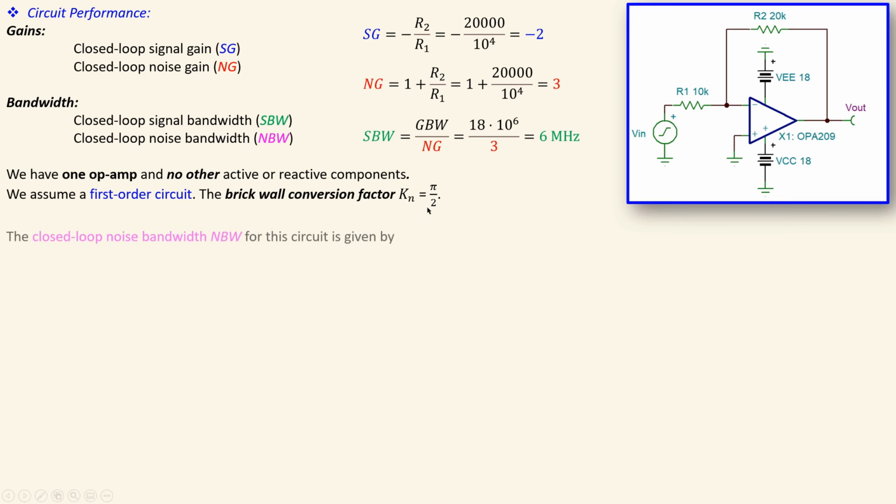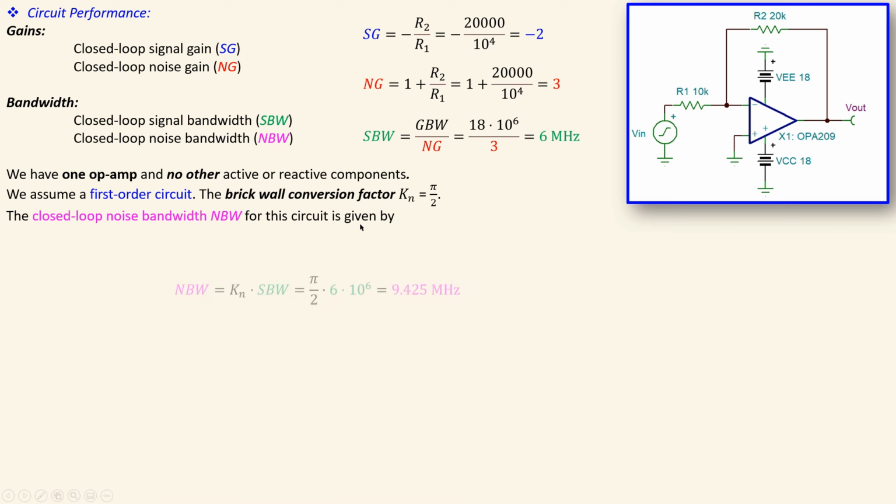Okay, that means the following. Considering this circuit as a first order system and having a brick wall conversion factor, the closed loop noise bandwidth for the circuit will be given by this expression. I just multiply the signal bandwidth by this conversion factor and I will have the noise bandwidth. So it will be pi over 2 times the 6 megahertz, which is 9.425 megahertz. That is the actual noise bandwidth we will need to use in our calculations, not the 6 megahertz.